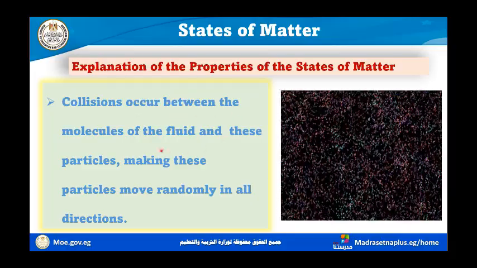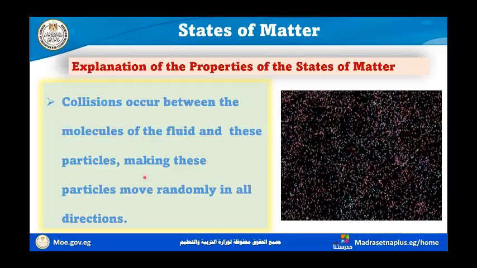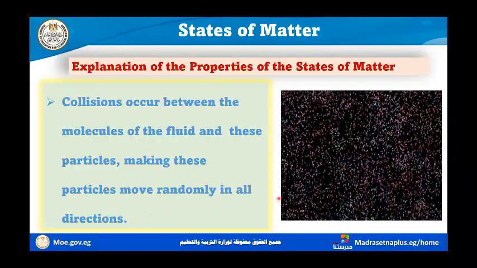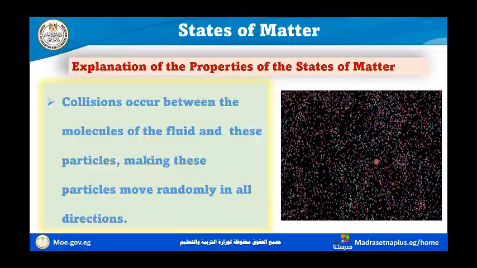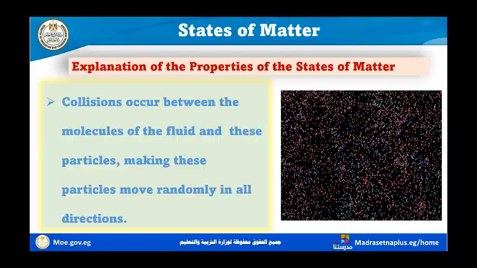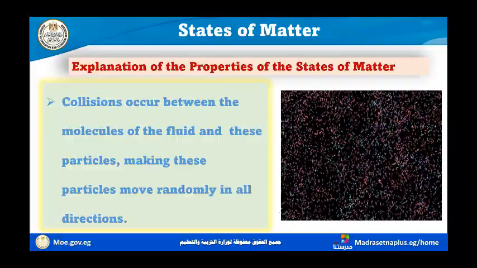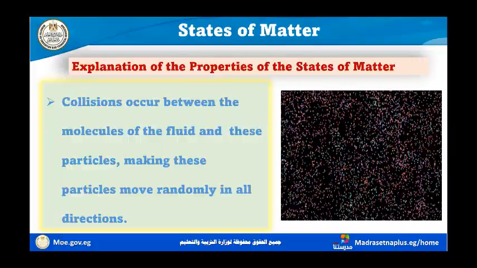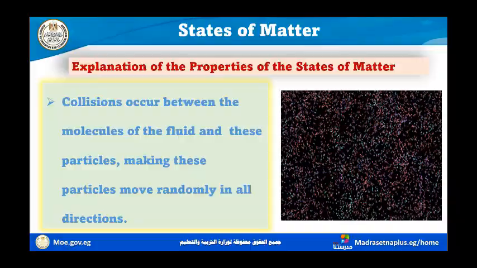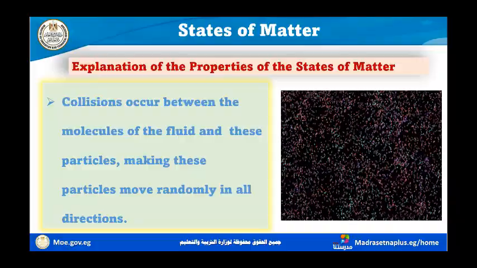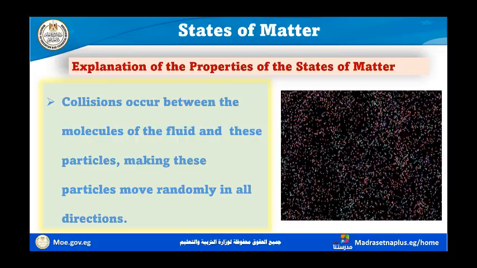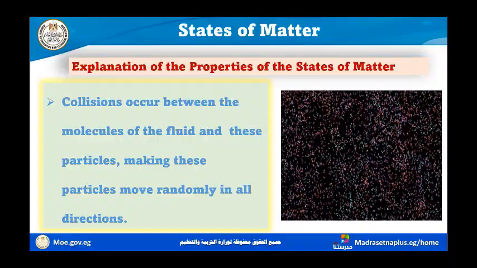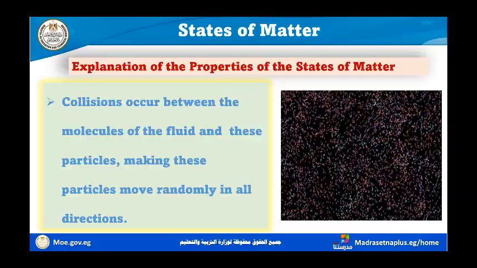Collisions occur between the molecules of the fluid and these particles, making these particles move randomly in all directions. Why does the dust move in this way in the air? Collisions mean the particles of the air and the particles of the dust collide with each other or hit each other. So when the collision happens, the particles move randomly. The particles start to move in all directions.